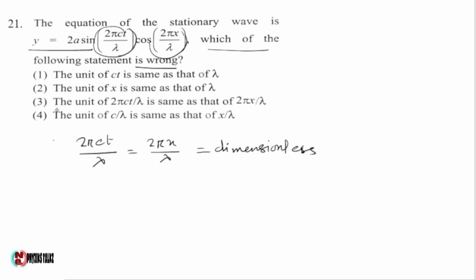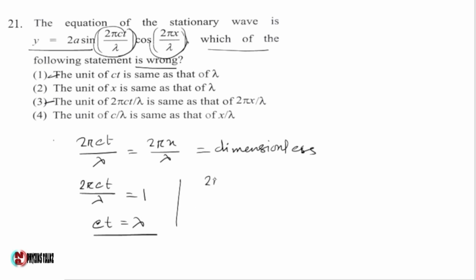So option 3 is a correct statement. Now 2 pi ct by lambda equals 1 because it is a dimensionless quantity. So ct equals lambda, as 2 pi has no dimension, it is a constant. So option 1 is also a correct statement.